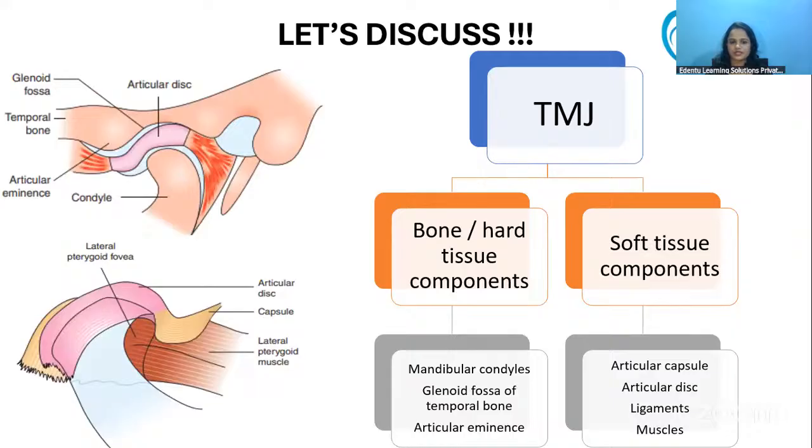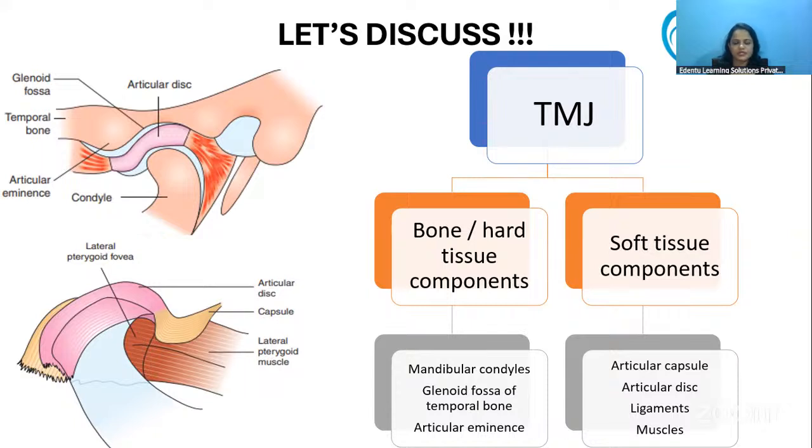Dr. Deepraj, yes. So the TMJ has two types of components: hard tissue components and soft tissue components. All the bony parts, like the mandibular condyle, the glenoid fossa of the temporal bone and the articular eminence, come under the hard tissue components. The soft tissue components include the articular capsule, articular disc, ligaments and muscles.